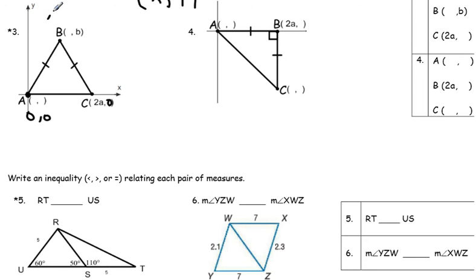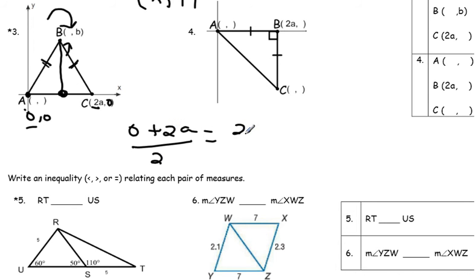And for point B, the thing to remember about an isosceles triangle is that the vertex is found at the midpoint of these two x values. So the midpoint of 0 and 2a is found by adding 0 and 2a, and then dividing by 2. 0 plus 2a is 2a. 2a divided by 2 is just a. So the thing to remember is that the x value of your vertex is the midpoint of your base angles' endpoints. So this point right here is a.